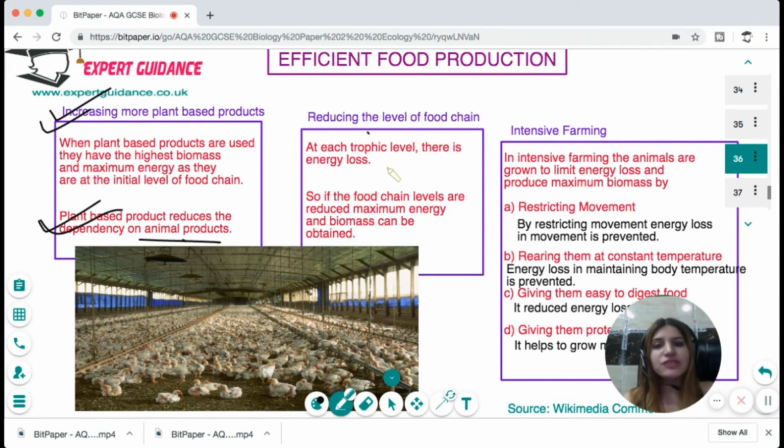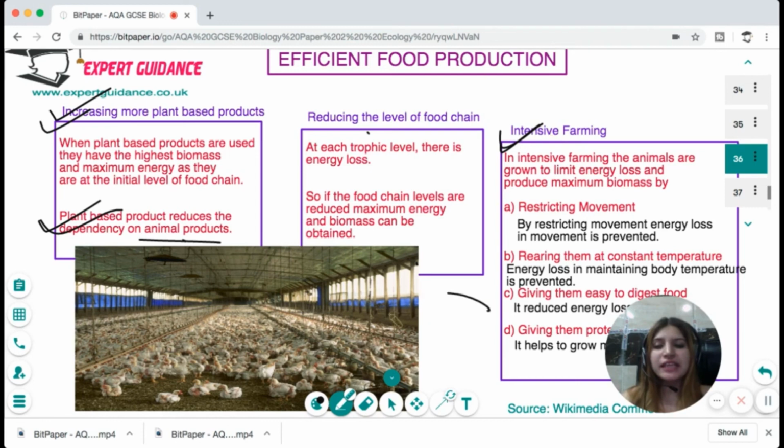Second, if we reduce the level of the food chain and either eat the herbivore or the plant-based product, then we can get maximum energy. Or we can use intensive farming. Now, in intensive farming, animals and plants are grown in a greenhouse or in properly controlled conditions so that we can limit the energy loss and produce maximum biomass.